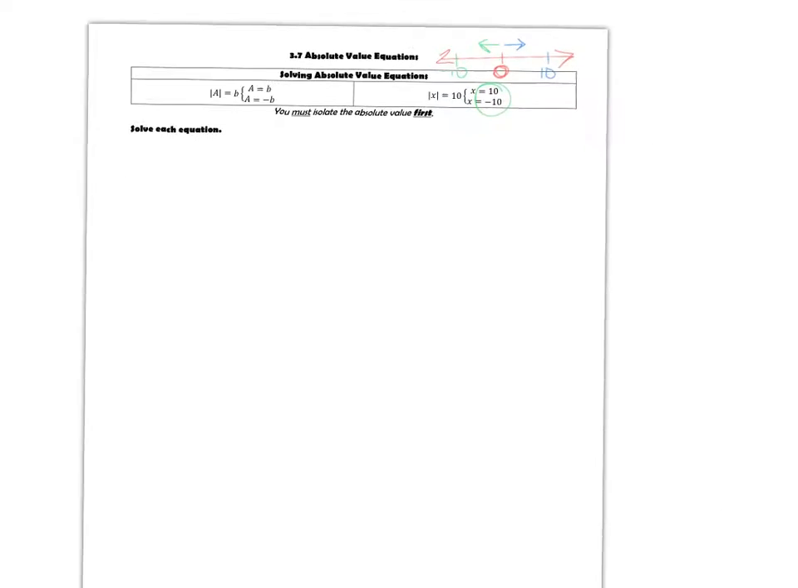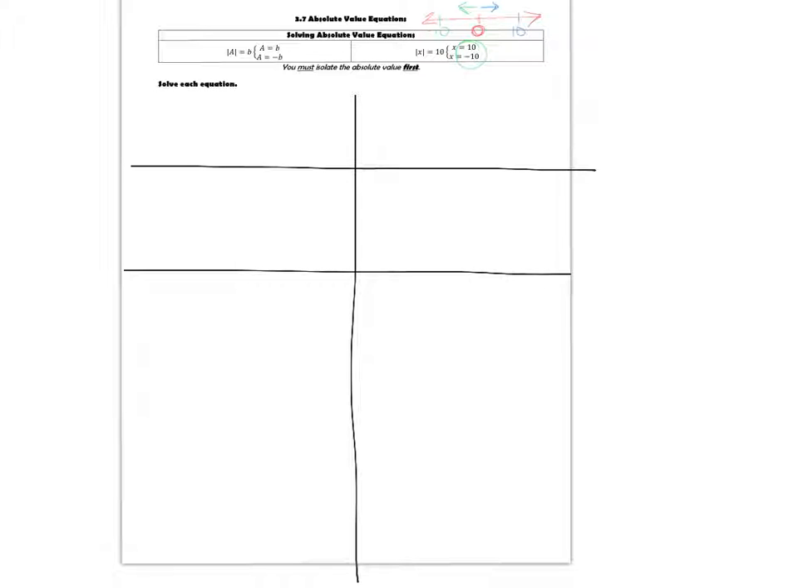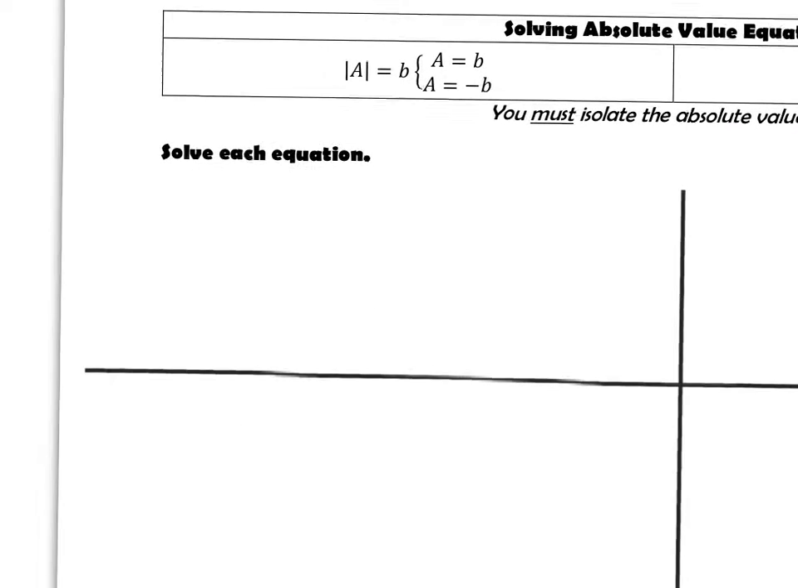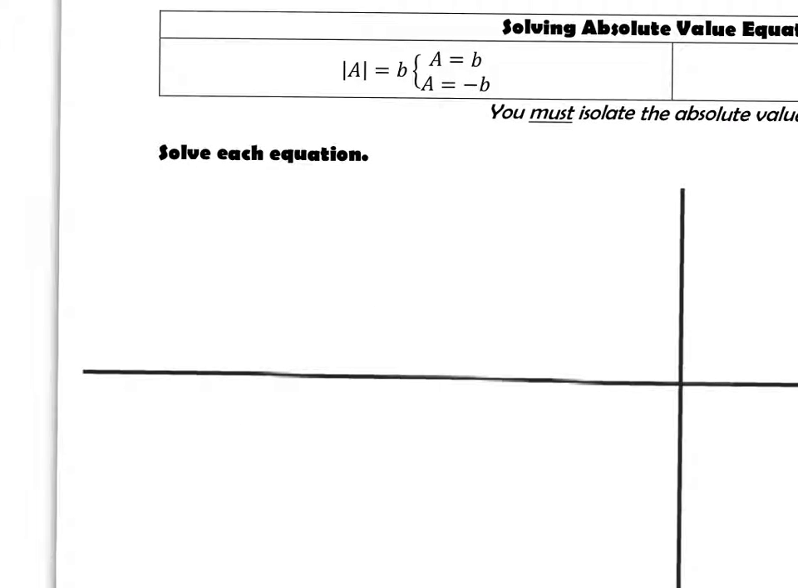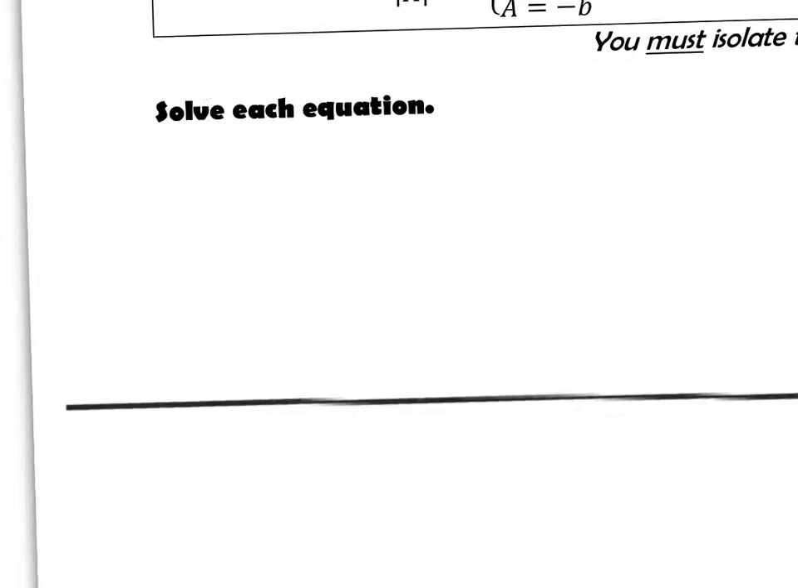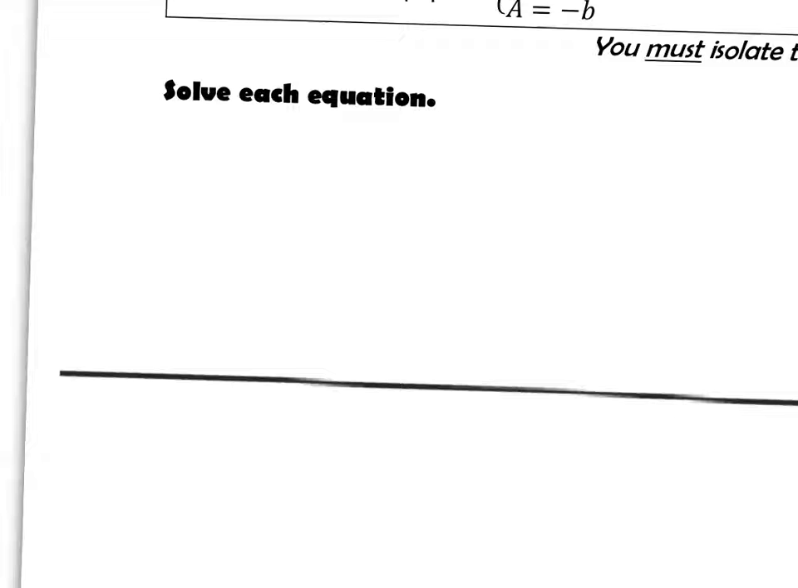So let's jump into some examples and see how these go. We're going to do 10 of these actually. So if you want to split your paper into 10 boxes, you may have to write kind of small for some of them. Now notice that since absolute value is distance from 0, we're probably going to have two answers for most of these. It's not always guaranteed, but for most of them you are going to end up with two answers.